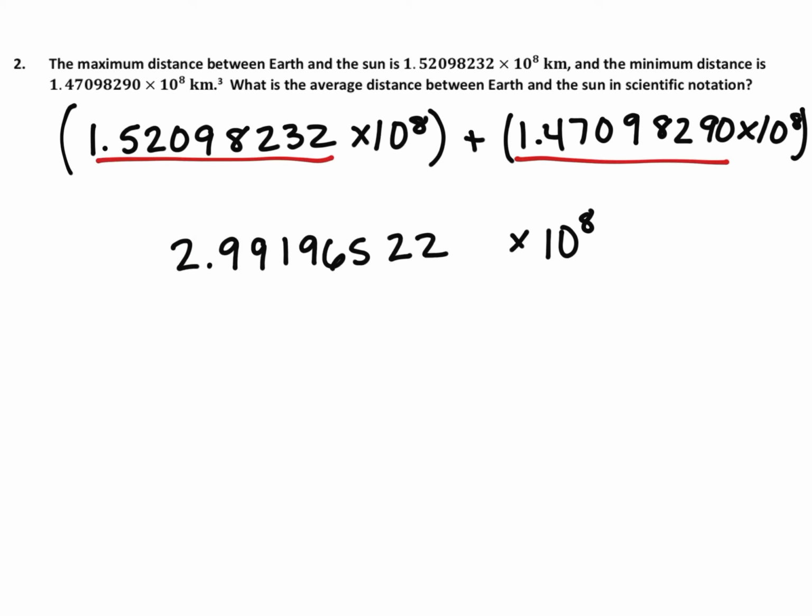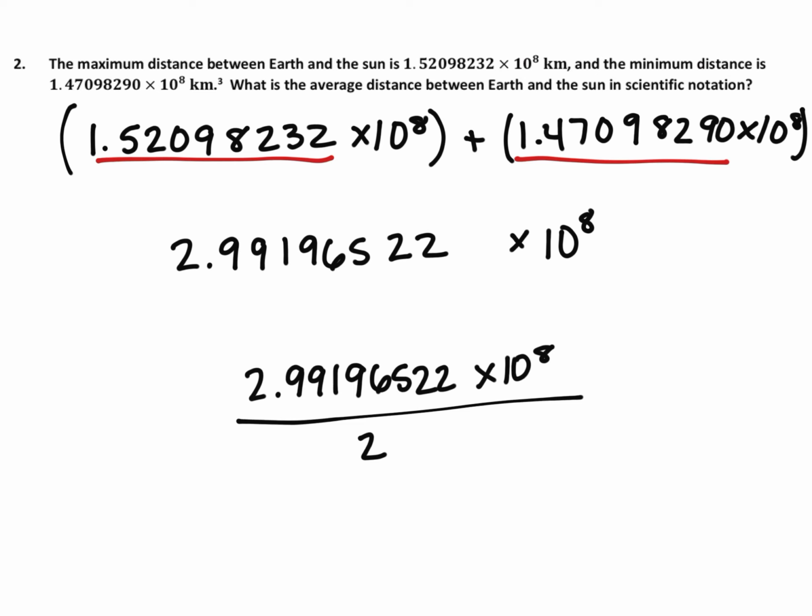Then to find the average, we need to divide that by 2. So what we're going to do is just take the 2.99 piece and divide it by 2. The exponent on the 10 will stay because there's no powers of 10 to divide by. And it is 1.496 if you round it, but it would probably be best to keep them all unless it tells you that it's okay for this answer. As long as you at least keep 3 decimal spots, I will accept it.